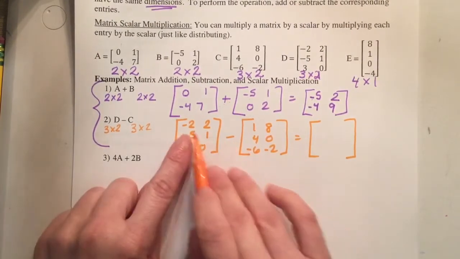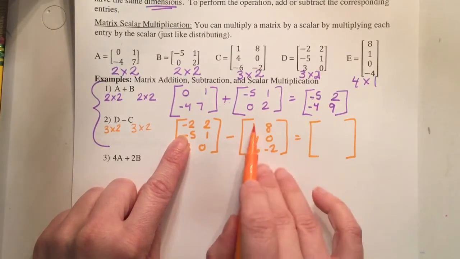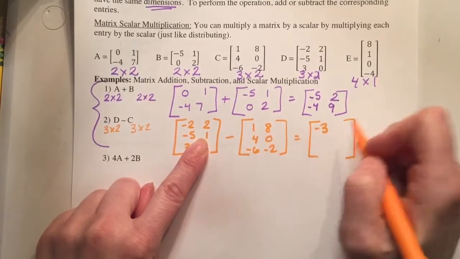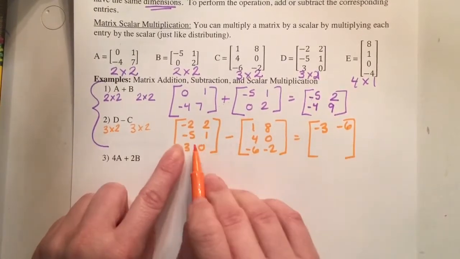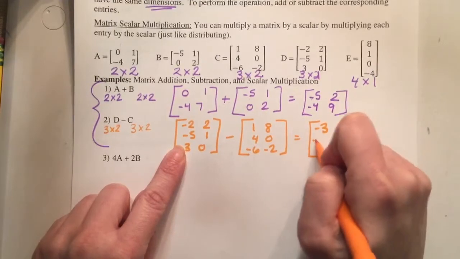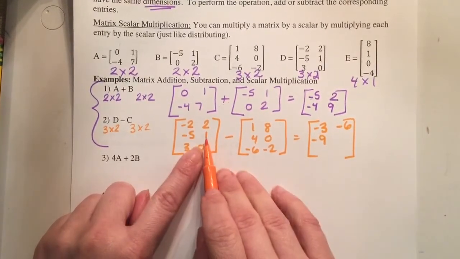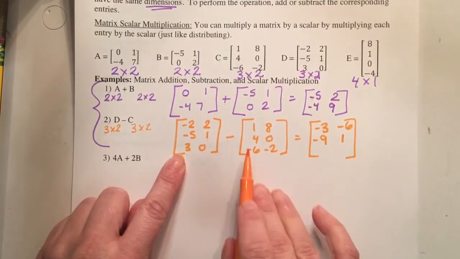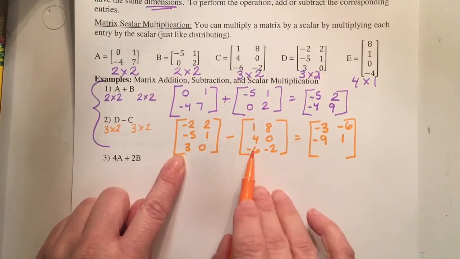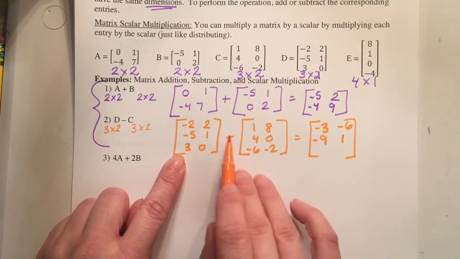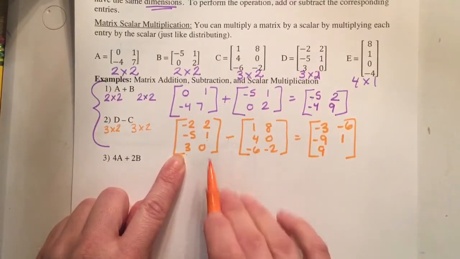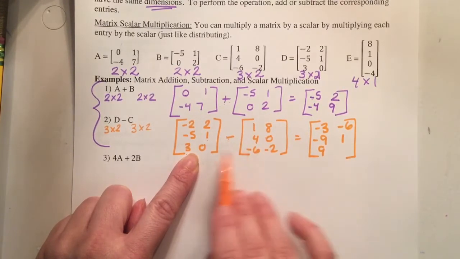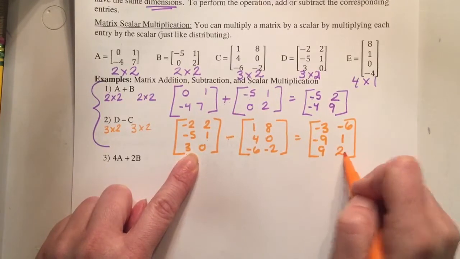Now again, we combine the values that are in the same spot, the corresponding entries, but this time we're subtracting. So negative 2 minus 1 is negative 3. 2 minus 8 is negative 6. Negative 5 minus 4 is negative 9. 1 minus 0 is 1. 3 minus a negative 6. Remember, if you have a minus a negative value, you're actually adding. So 3 plus 6 is 9. 0 minus a negative, so again, minusing a negative, you're actually adding. 0 plus 2 is 2.